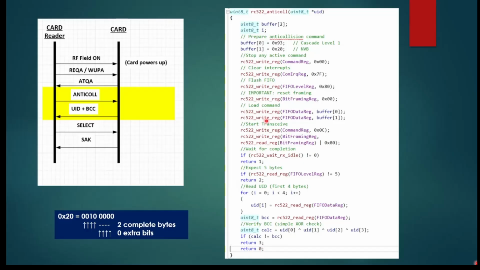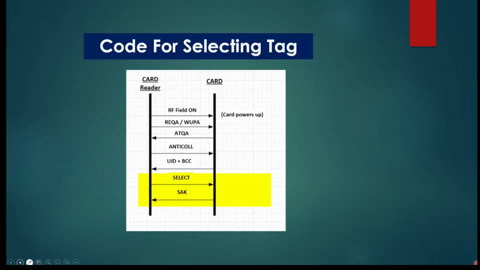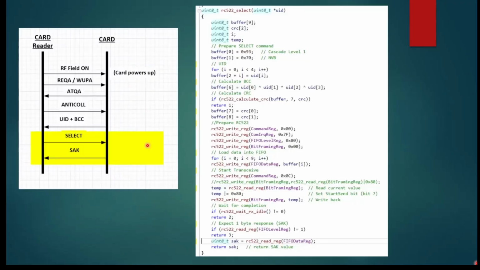Now, I should also mention that here, the first element was a 93, which is the command, and the second one is the 2. I think I already mentioned it, so we're okay. So let's continue. Now let's look at the code for selecting the tag. At this point, we're going to select the tag, and then we'll get the SAK message back stating, okay, we select you, and the tag said, understood, we're okay. So let's look at the message.